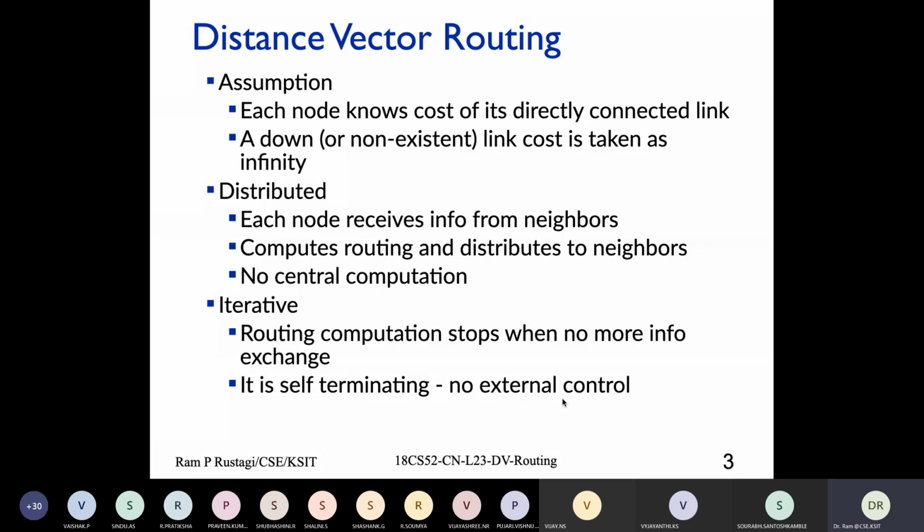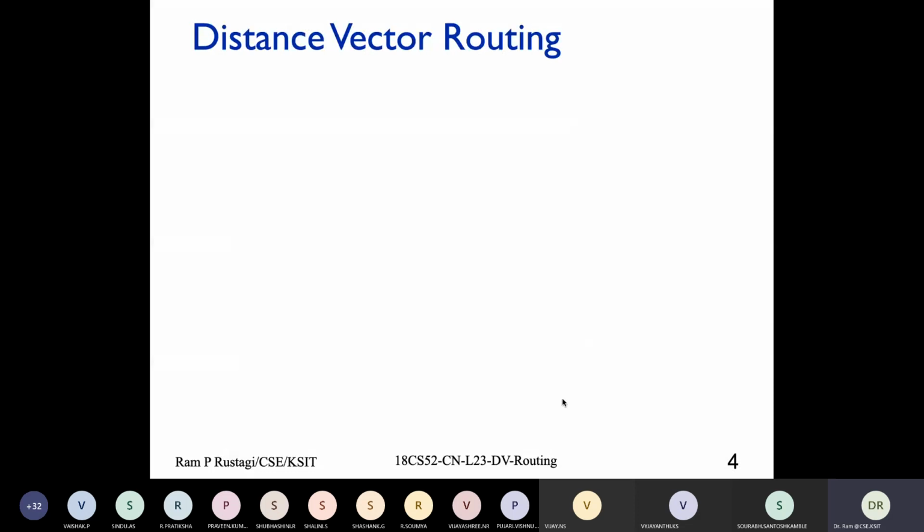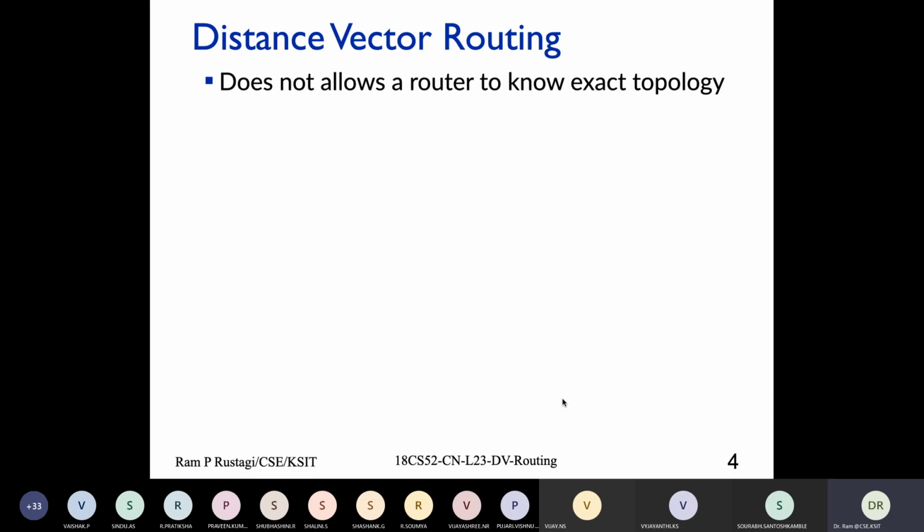The algorithm is called asynchronous in the sense that router one does its computation independent of the computation done by the neighbors. One router could be very fast, another router could be slow, one router could be connected to a number of other routers, another router could be connected to only a few. So each one works independently without coordination. There is no "Hey, have you completed? Let me complete." Nothing of that kind, and that is the meaning of asynchronous. Each router works independently in computing its routing table, and if the computation results in a change, it communicates back.